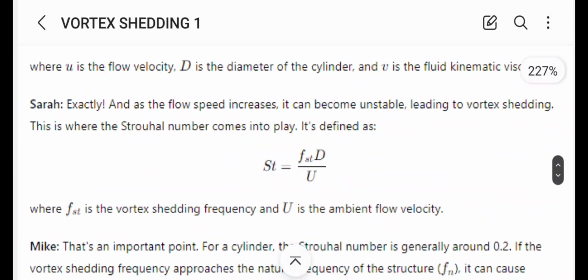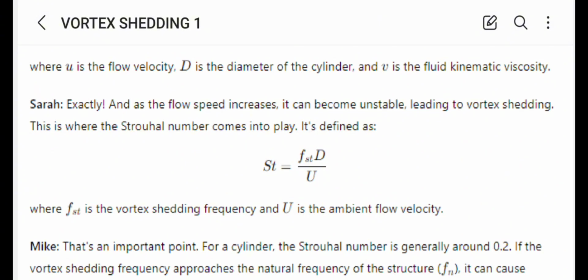Exactly, as the flow speed increases, it can become unstable, leading to vortex shedding. So if the flow speed is very high, there is a possibility that it can lead to vortex shedding.